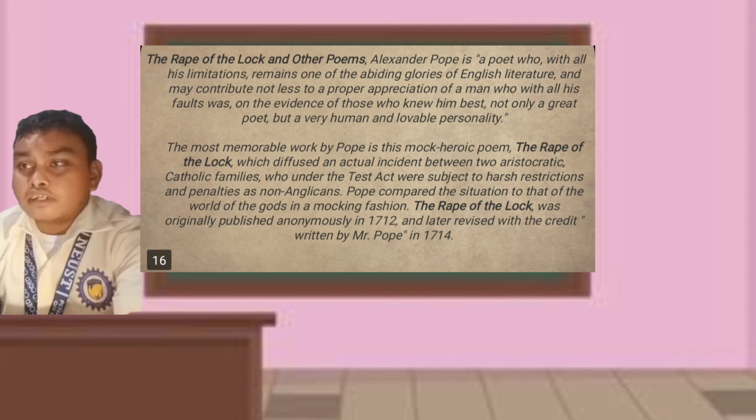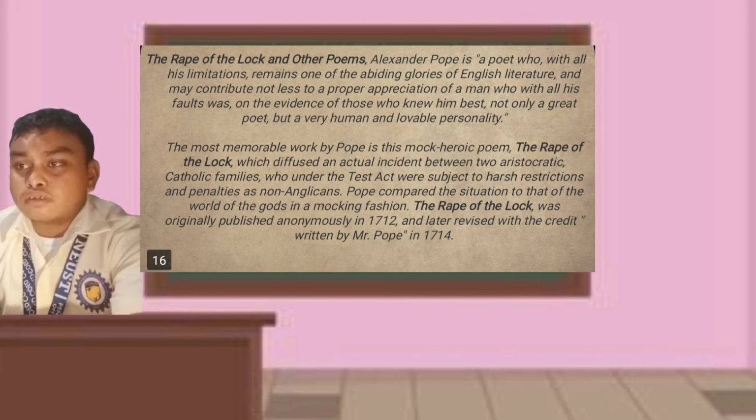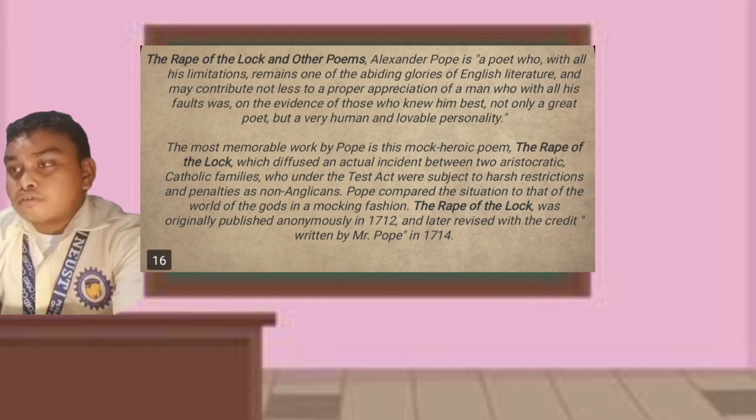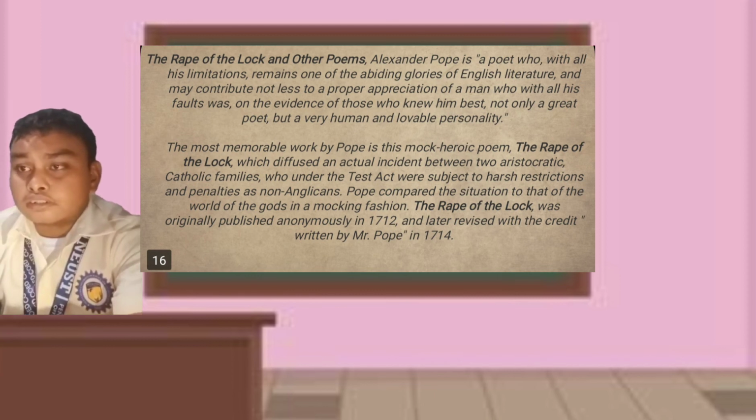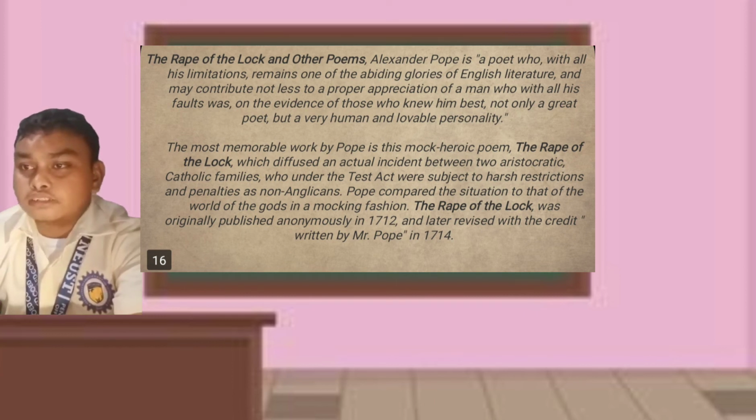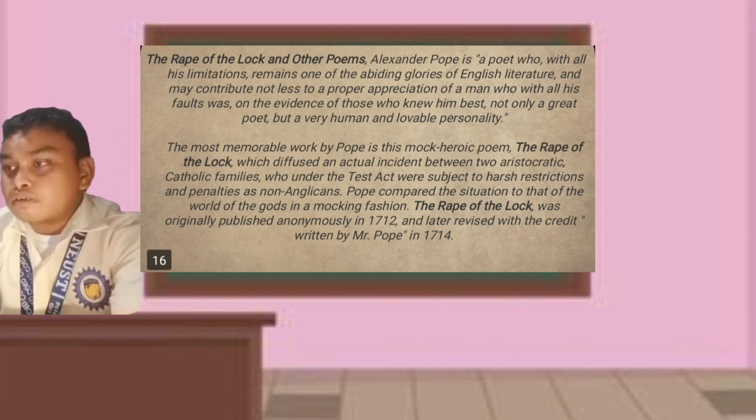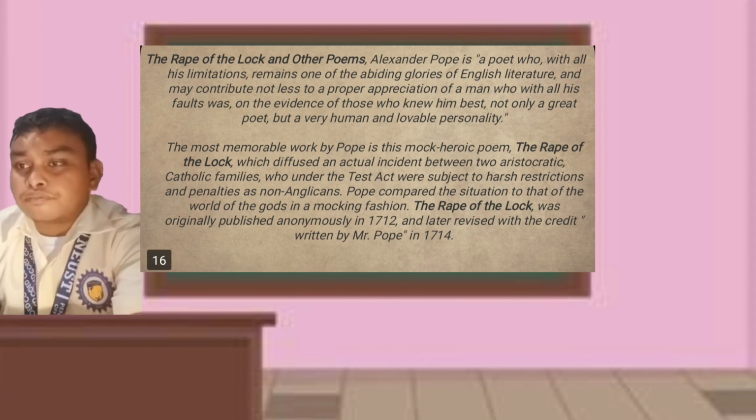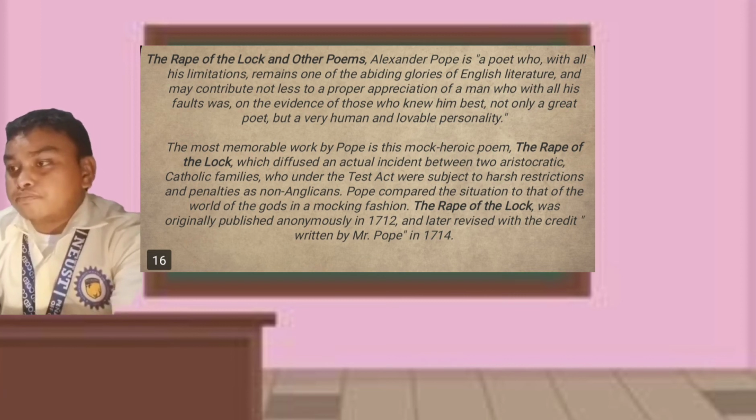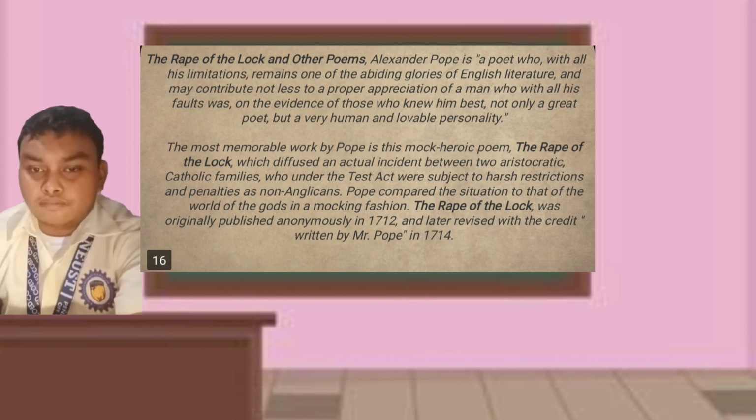The Rape of the Lock and Other Poems. The most memorable work by Pope is this mock heroic poem, which diffused an actual incident between two aristocratic Catholic families who, under the Test Act, were subject to harsh restrictions and penalties as non-Anglicans. Pope compared the situation to that of the world of the gods in mocking fashion. The Rape of the Lock was originally published anonymously in 1712.